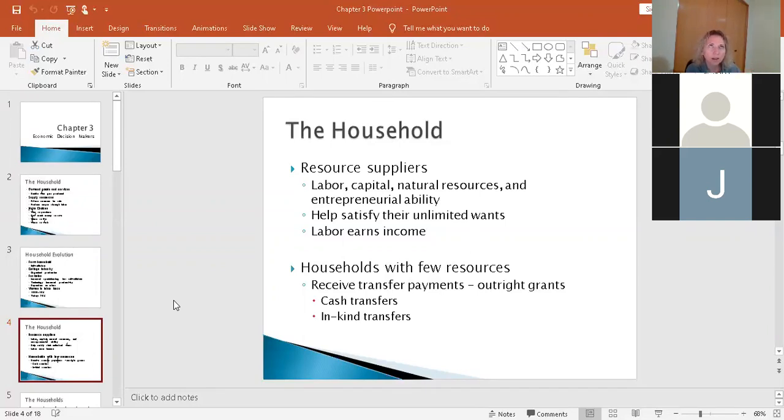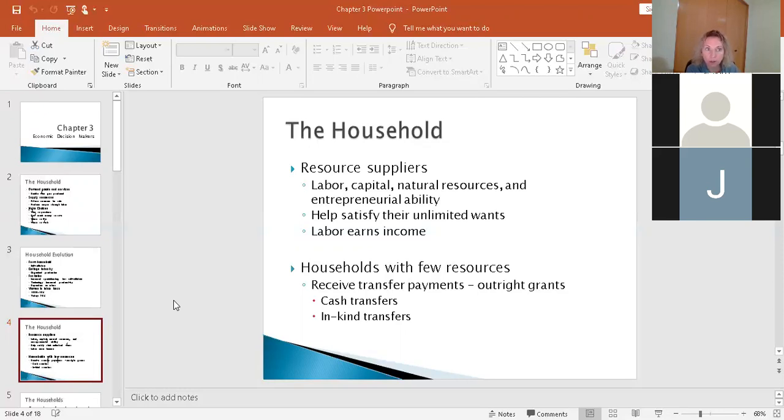Stimulus check. A stimulus check is a slightly different animal. It's not necessarily based on resources, but it is a cash transfer, for a slightly different reason. Unemployment checks, thank you, an unemployment check. Like a welfare check, if you will. We really don't call it welfare anymore, but something like that. Those are going to be cash transfers. In-kind transfers are non-cash transfers.